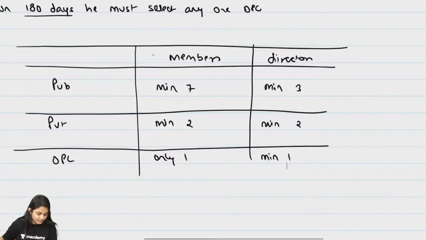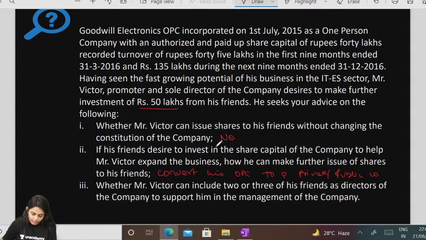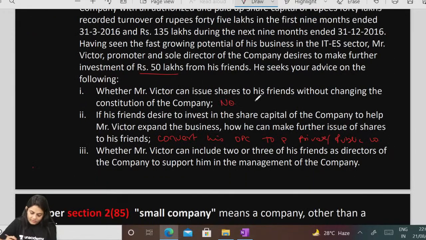Did you understand? Whether Mr. Victor can include 2 or 3 of his friends as directors of the company to support him in the management of the company. Yes. Members cannot be more than 1. But directors can be more than 1.